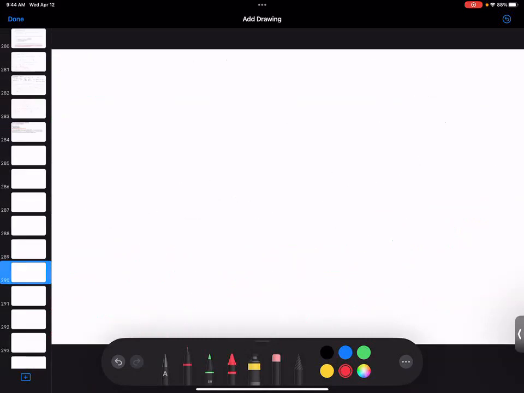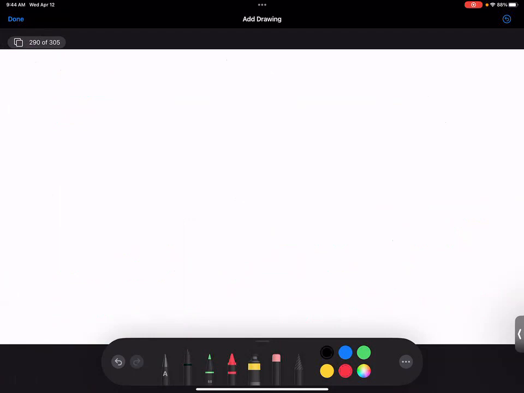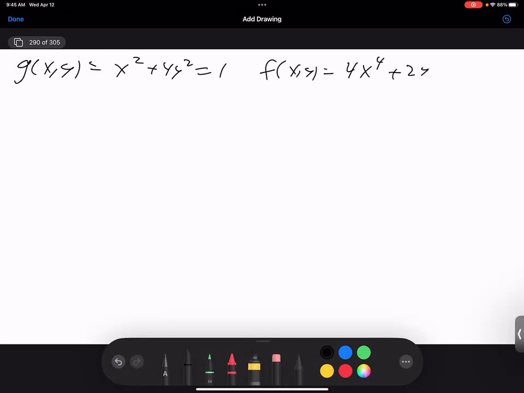Okay. Now there's one thing I want to remark for this problem. So I gave you g of x, y, x squared plus 4y squared equals 1, is the boundary. And I gave you f of x, y is 4x to the 4th plus 2y to the 4th. There is a way to reduce to one dimension.